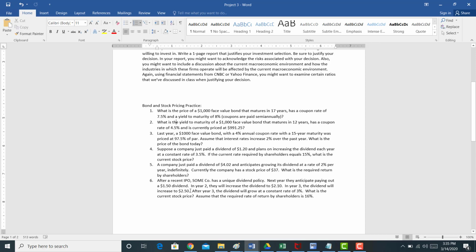The objective here is to find the price of a stock. Now let me explain something here. So let's just look at question 6. This particular stock, again, I just made this stuff up, they have a unique dividend policy. They're going to pay a dividend of $1.50 next year, $2.10 the next year after that, and in year 3 the dividend will increase to $2.50. After year 3 the dividend is going to grow at a constant rate of 3%, and you're trying to find the current stock price. So in the videos that you'll watch, you're going to come up with a stock pricing formula, all right?